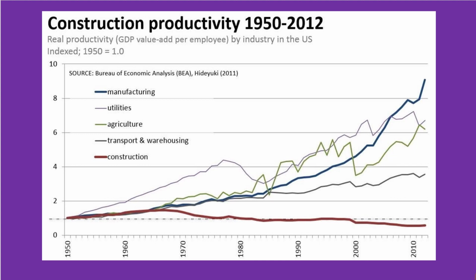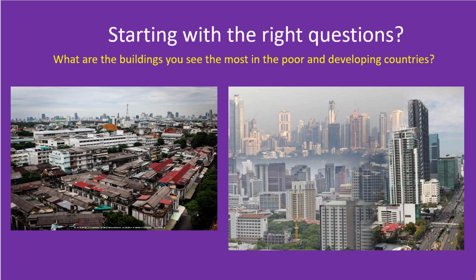We have technologies, we have robots, we have BIM software, we have automation systems, precast systems, prefabrication. Why is construction productivity getting lower and lower? For me, starting with the right question is more important than having the right answer.